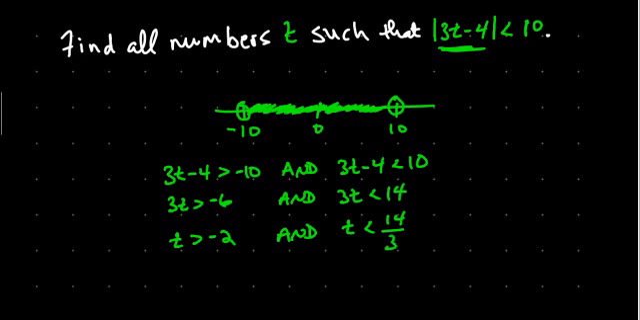Okay, so this gives me negative 2 to infinity, that's t is bigger than negative 2, intersected with negative infinity to 14 thirds. Okay, and let's take a second and look at that on the number line.